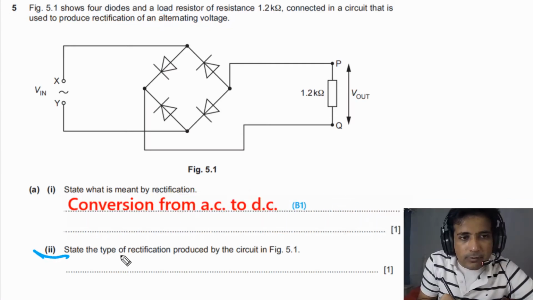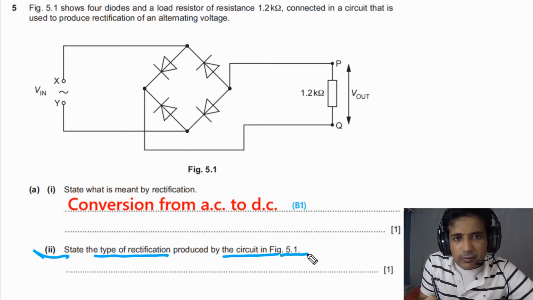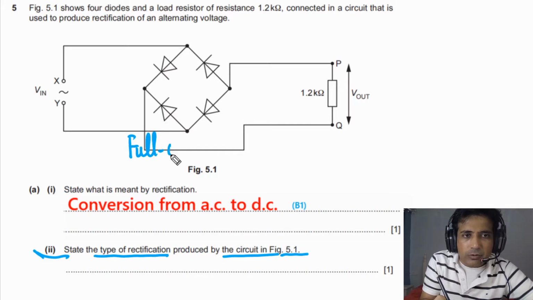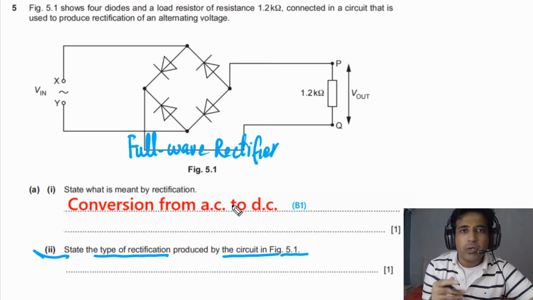For the second part, we need to state the type of rectification produced by the circuit in figure 5.1. If you look at this figure, you can see we have 4 diodes. If we have 4 diodes, this is called a full wave rectifier. Now let's try to understand the types of rectification, and then we will answer this question.